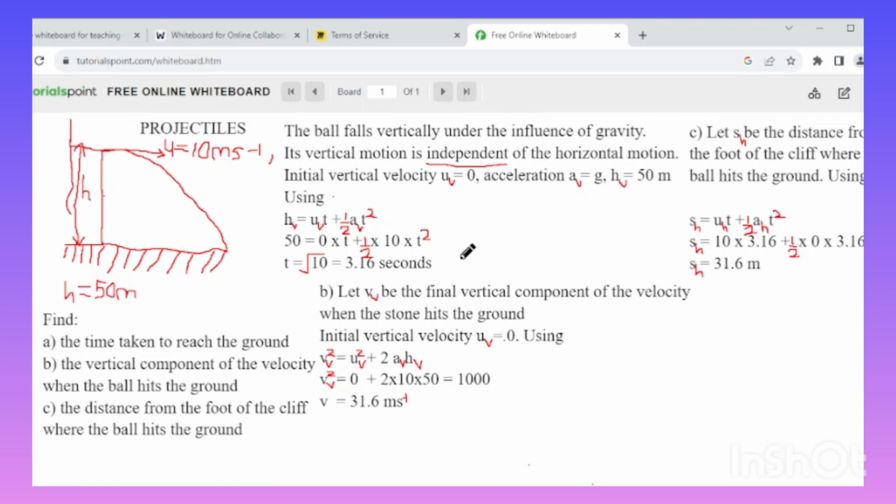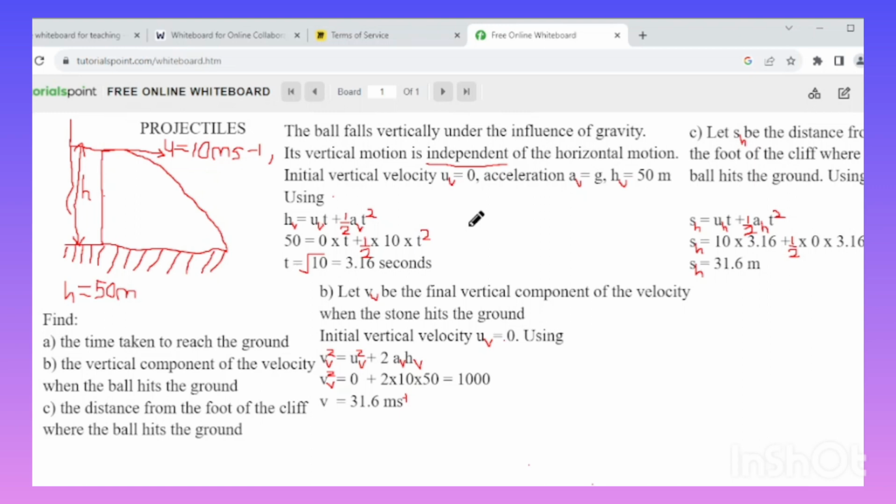Therefore, the equations of motion that we already know, we can write in terms of the vertical motion of the ball, and we can also write in terms of the horizontal motion of the ball. Now, since we are asked to find the time taken to reach the ground, we will use one of the equations of motion, which is s equals ut plus half at squared.